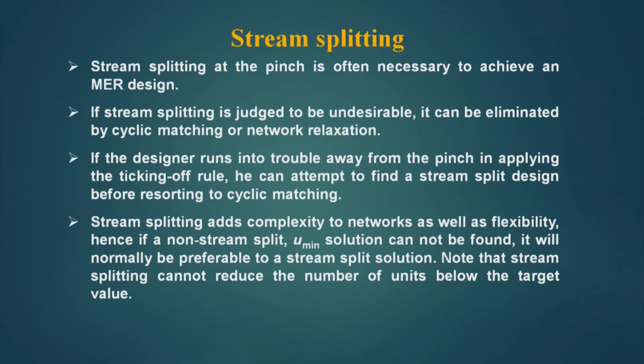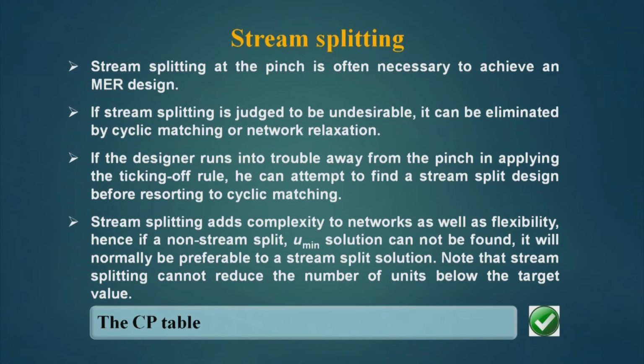Stream splitting adds complexity to networks as well as flexibility. Hence, if a non-stream split U minimum solution cannot be found, it will normally be preferable to a stream split solution. Note that stream splitting cannot reduce the number of units below the targeted value. Now, we have completed the stream table and we have started the second rule.